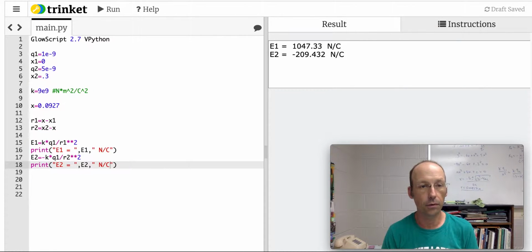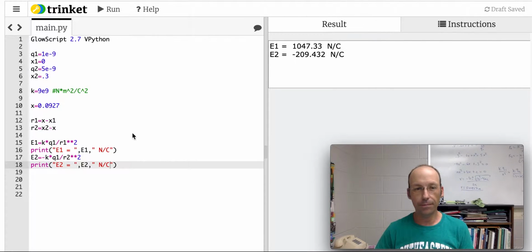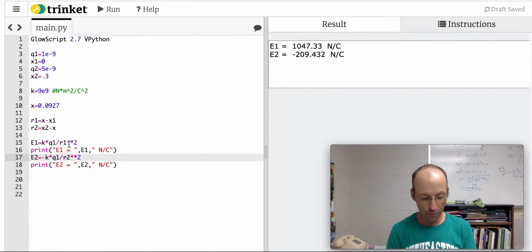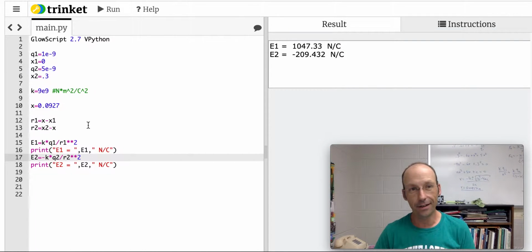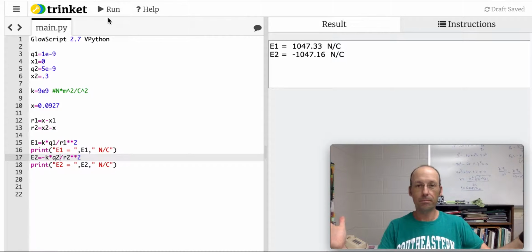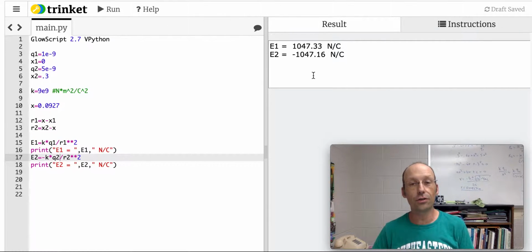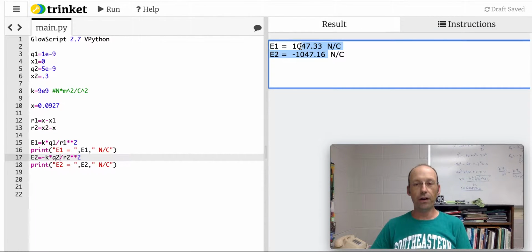Oh, something didn't work right. Oh, ha! Okay, I see what the problem is. I put Q2 right there. I was really getting scared. Okay, run it again. Boom. So E1 plus E2 is really, really close to zero. There's some rounding error in here, but I rounded when I put things on the board. So it seems like the solution does indeed work.